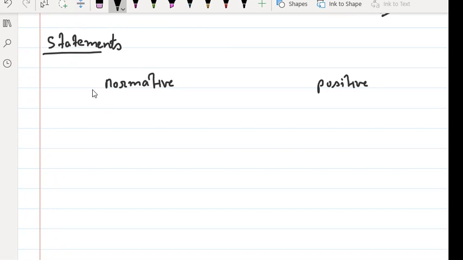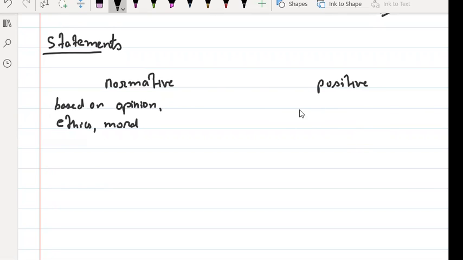Now, if a statement is based on your opinion or ethics or morals, then it is a normative statement. If I'm saying something and it is my opinion, which cannot be proved, then it is a normative statement. I will give you an example, don't worry. A statement is like a sentence that we are speaking, as simple as that. It's not an equation or something like that.